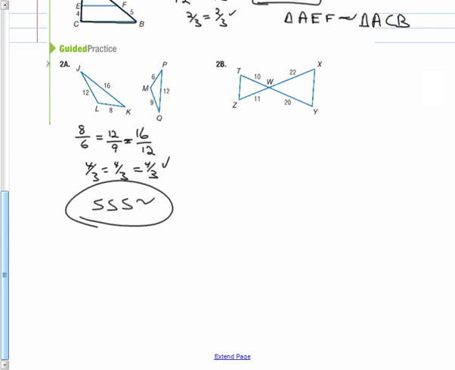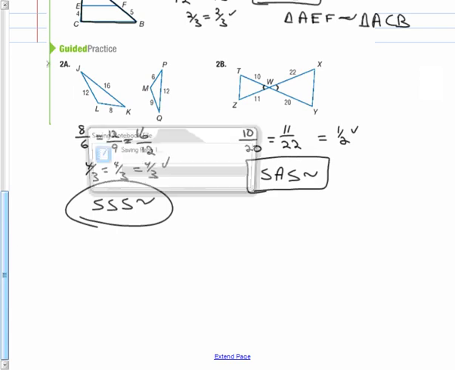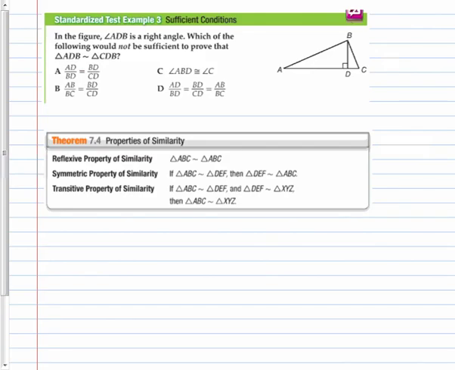2B. What can we check? Which one? Side, angle, side. Where's my angle? W. The vertical ones, right over there. 10 would match with 20. It's the shorter one. 10 matches with 20. 11 matches with 22. What do they both reduce to? 1/2. Check. Side, angle, side.